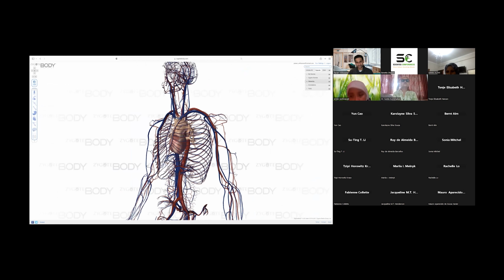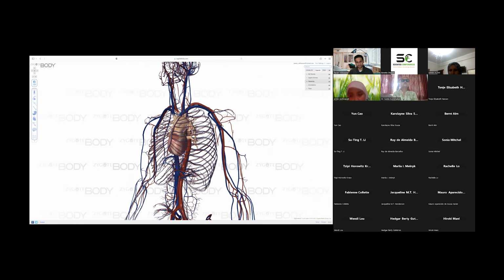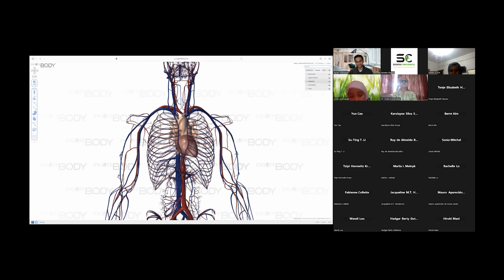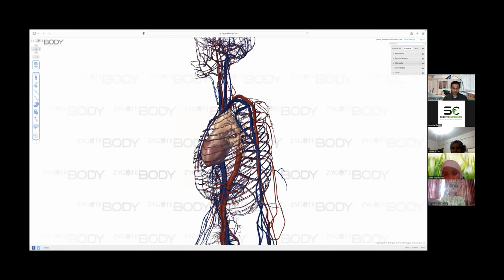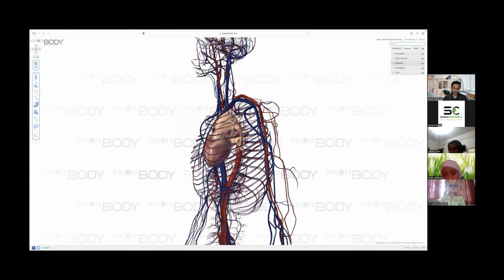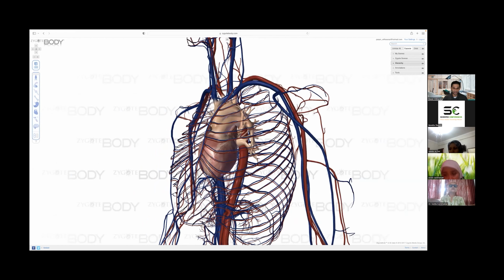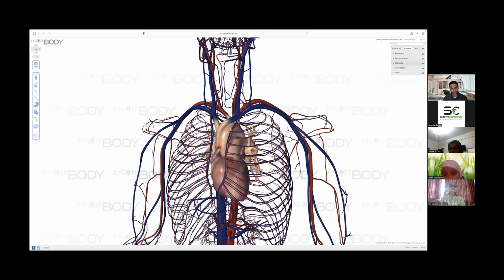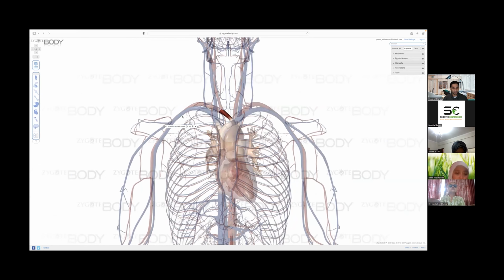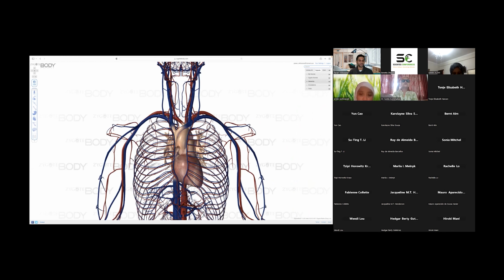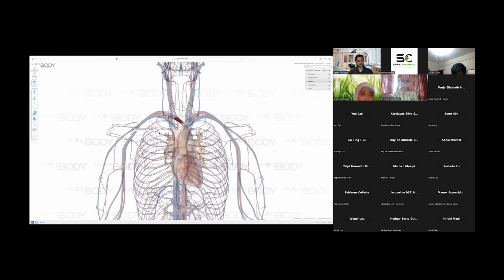On the left-hand side, we get the left subclavian artery branching directly from the aortic arch and going into our arm. On the top, we have the common carotid artery, which goes up towards our neck to supply our head. On the right-hand side, it forms the brachiocephalic trunk. The brachiocephalic trunk then branches off to form the right subclavian artery and the right common carotid artery that goes towards our neck.